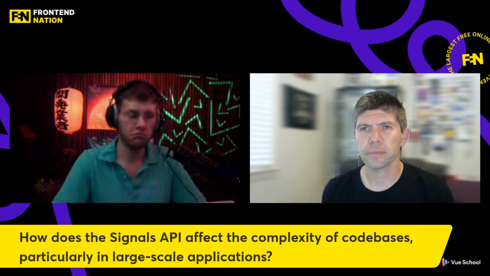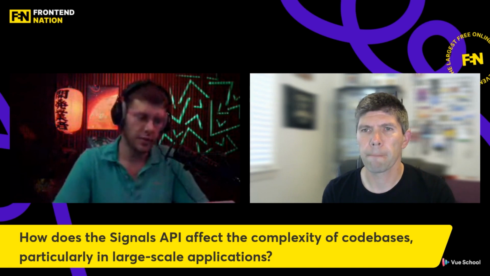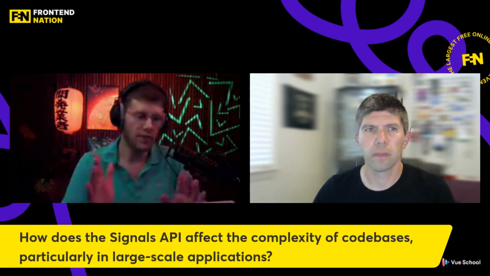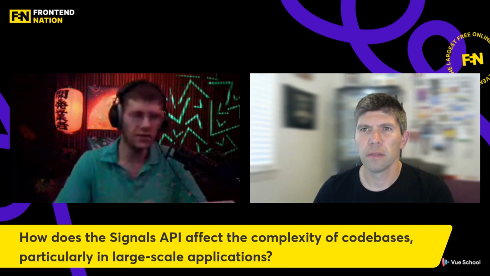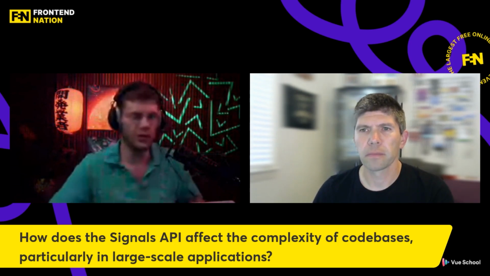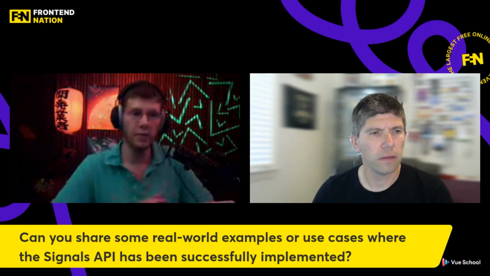Yeah, that's also why Tailwind was such a success, because people use Tailwind and you don't really need to learn something specific. Everybody kind of uses the same thing, so then you get started faster. So yeah, that makes a lot of sense. Second question, can you share some real world examples or use cases where the Signals API has been successfully implemented?